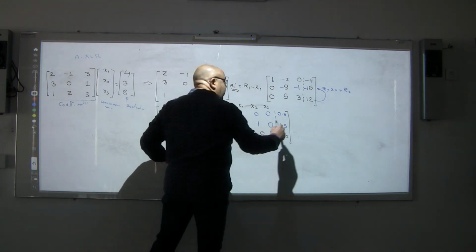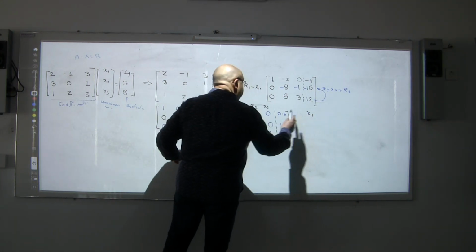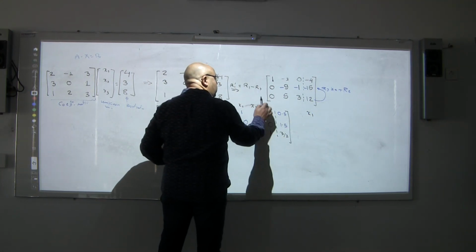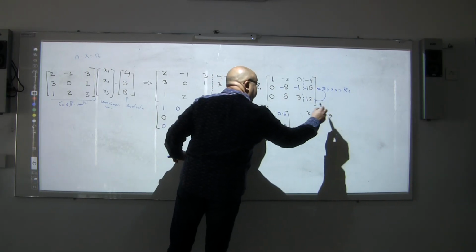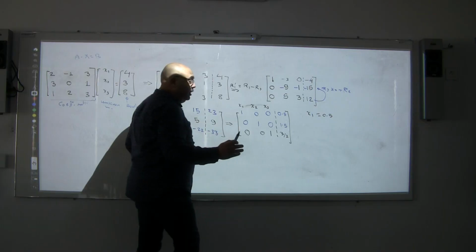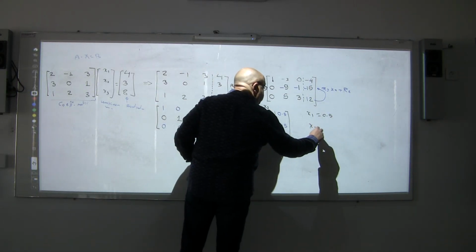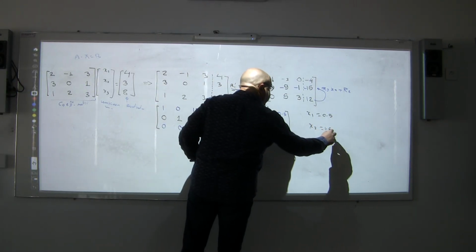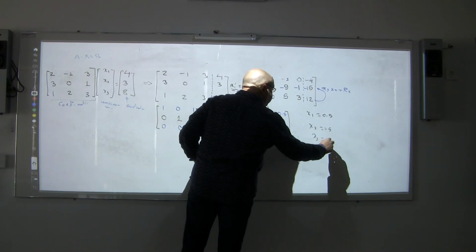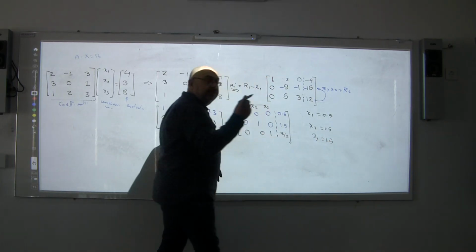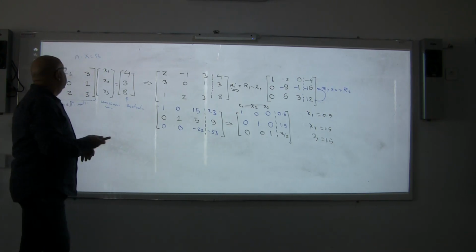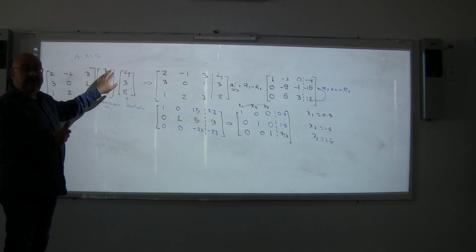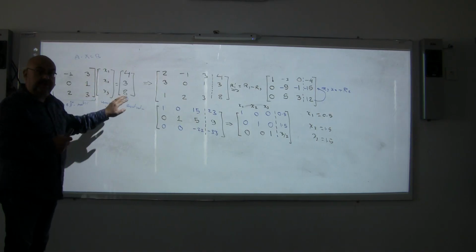Now, 1 times x1 is going to be x1. 0 times x2 is 0. 0 times x3 is 0, which means x1 equals 0.5. In a similar manner, we get x2 equal to 1.5 and x3 equal to another 1.5. That's the only solution that will make the first equation correct, the second correct, the third correct.